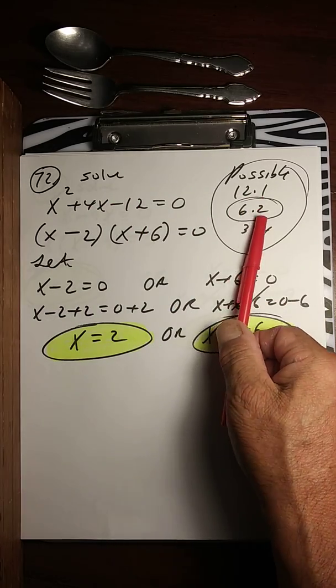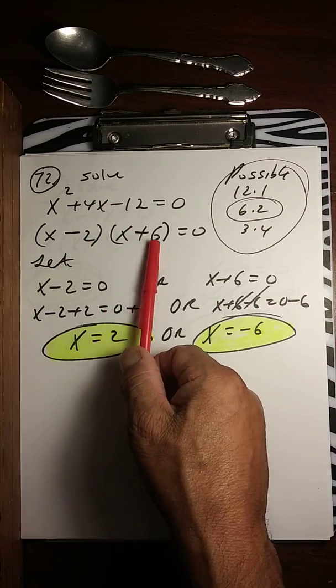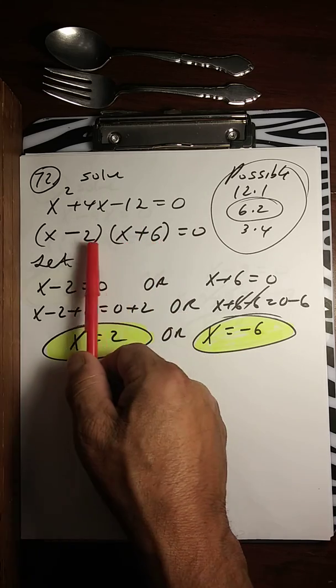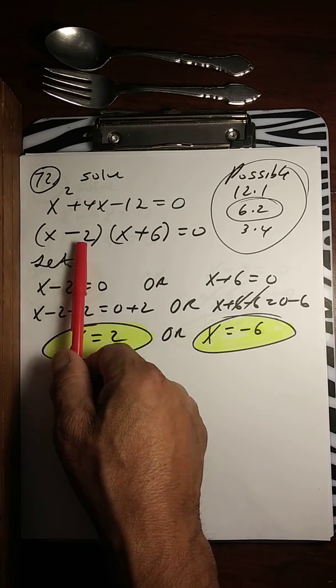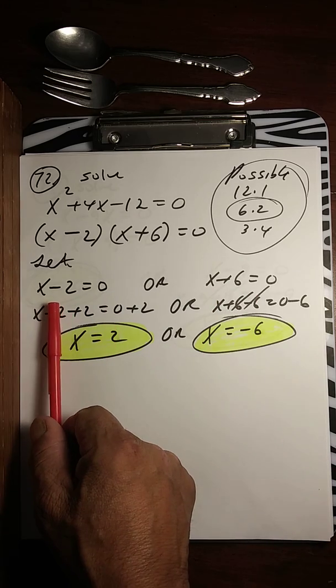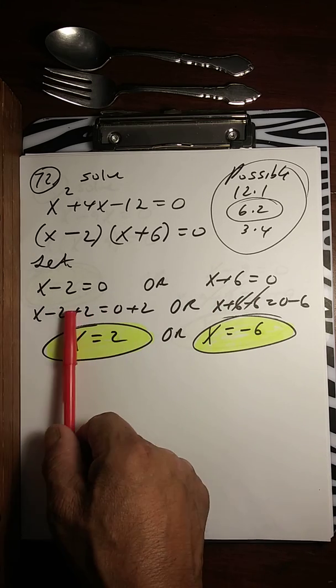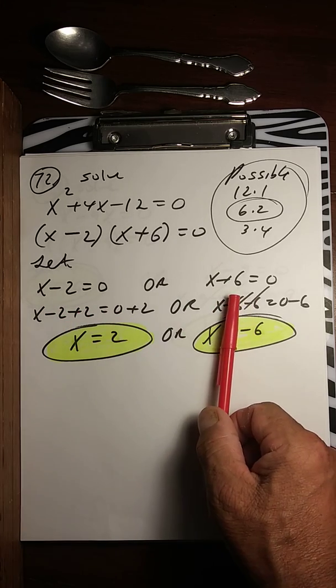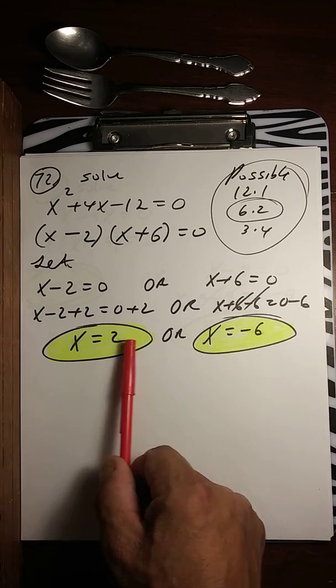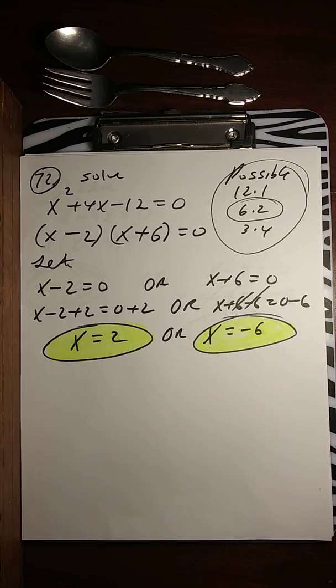Possible over 12, try 6 and 2. Negative 2 and 6. 6 times that is negative 12, yes. 6 minus 2 is 4, yes. So it says that one equals 0, that one equals 0. Minus 2, add 2, these are gone, so x equals 2. And minus 6, so x equals what? Negative 6. So 2 and negative 6.